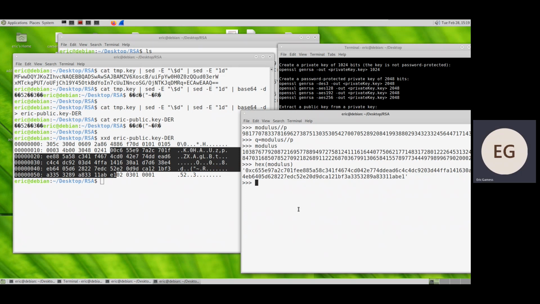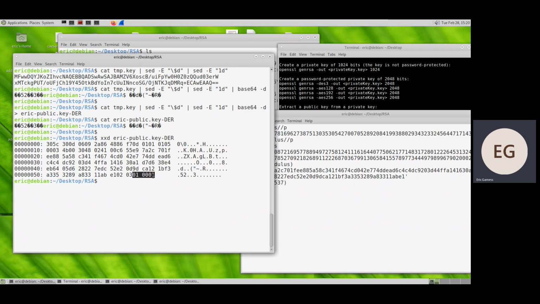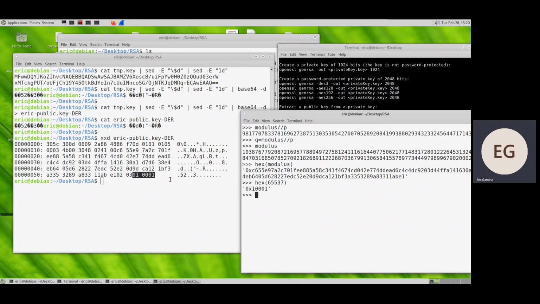65,537. So let me tell Python I want to have 65,537 in hexadecimal. So look, the public exponent is here. You see it? Of course the zero that is not significant, Python doesn't show it. So 0, 1, 0, 0, 0, 1. It is there. So you see, mostly this file has very little information but the two integers, the modulus and the public exponent.